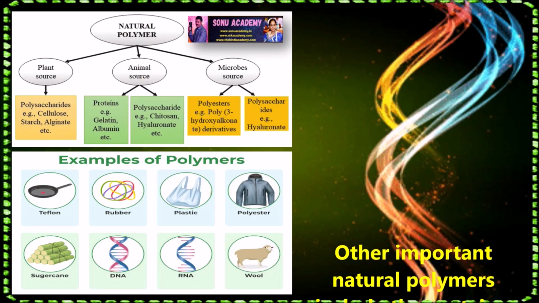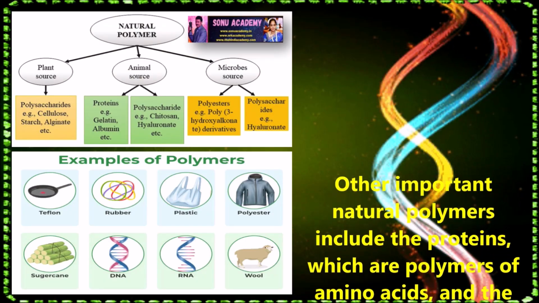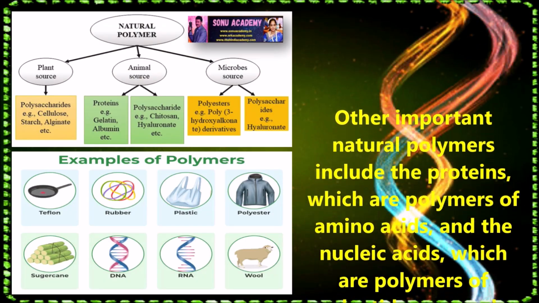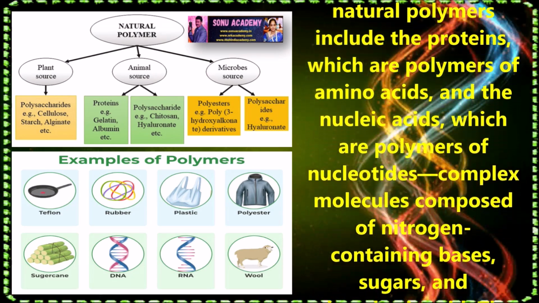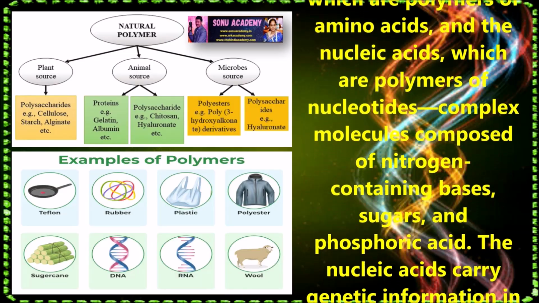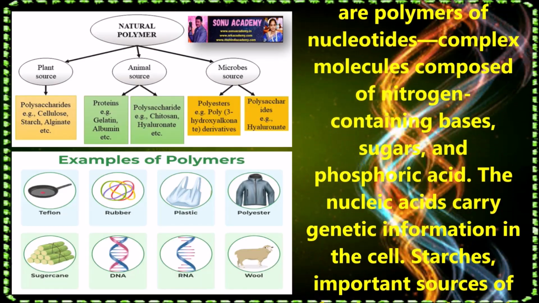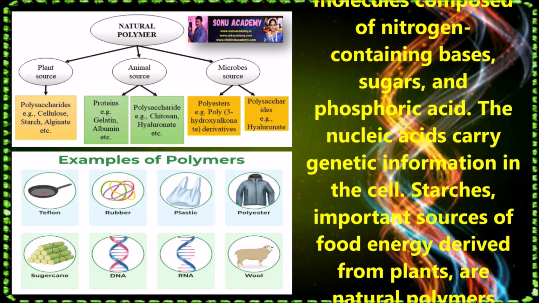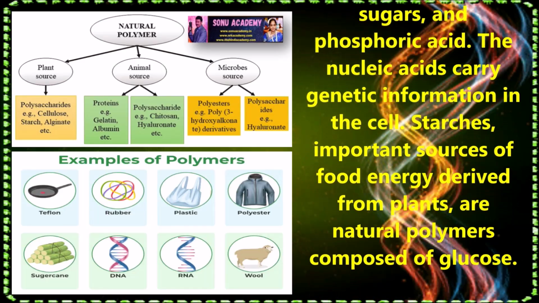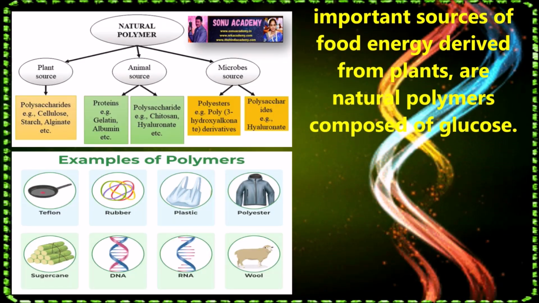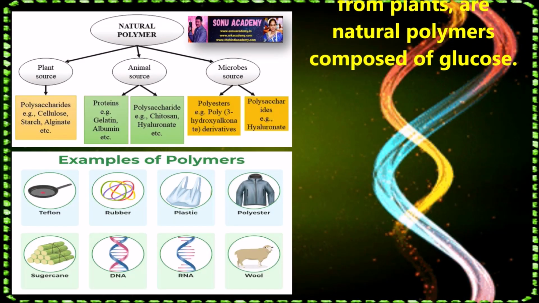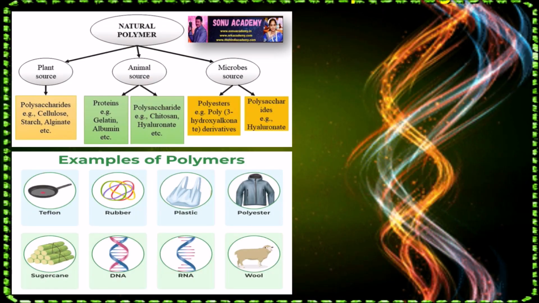Children, other important natural polymers include the proteins, which are polymers of amino acids, and the nucleic acids, which are polymers of nucleotides, complex molecules composed of nitrogen-containing bases, sugars and phosphoric acid. The nucleic acids carry genetic information in the cell. Starches, important sources of food energy derived from plants, are natural polymers composed of glucose.